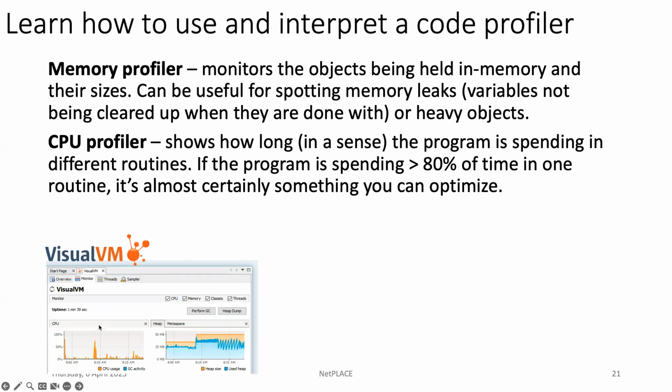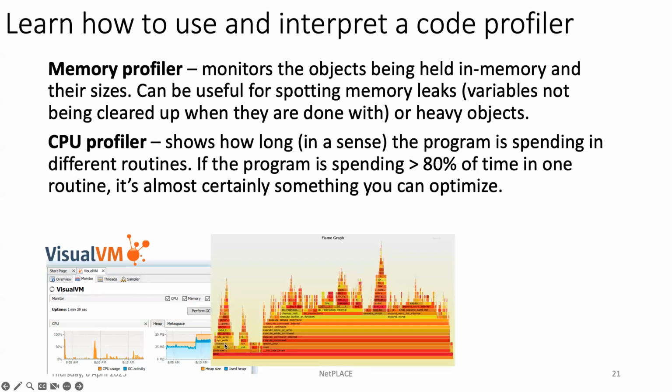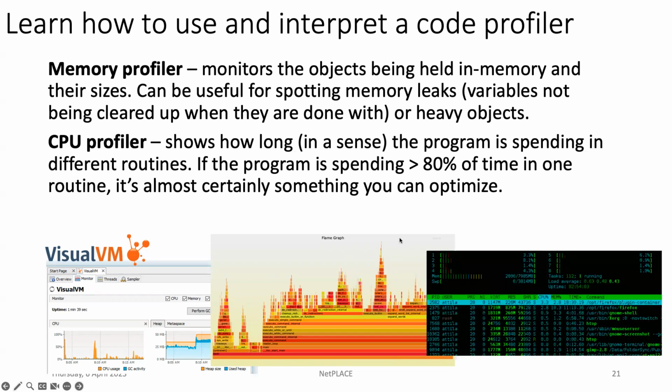So when I was working with Java, VisualVM is a good profiler for that, and that's an example of what its memory profiler looks like over time. There are some pretty cool visualizations for Python and Rust, I think, called flame graphs, and these tell you how much time is being spent in different routines. And there's also a more basic htop, which is a command line tool that's, I think, built into every machine, and you can just quickly check how much memory is being used and which cores are doing work at that time.